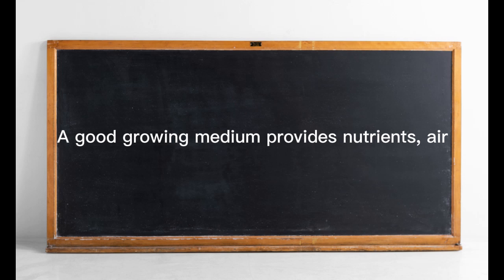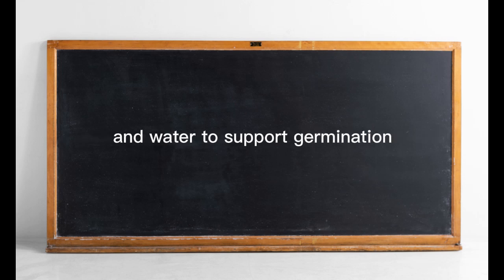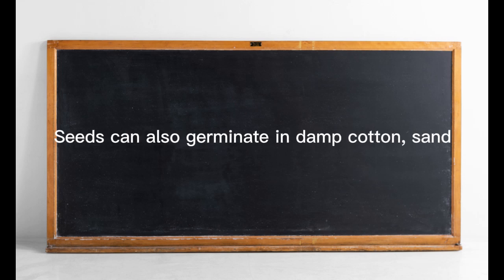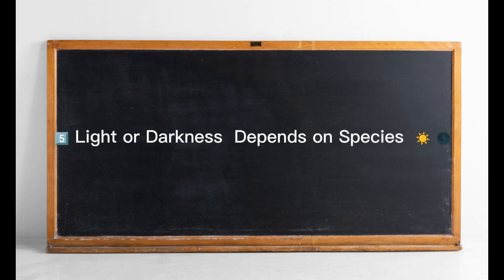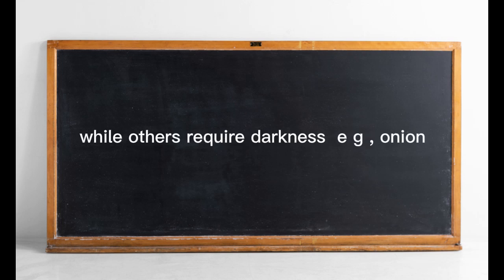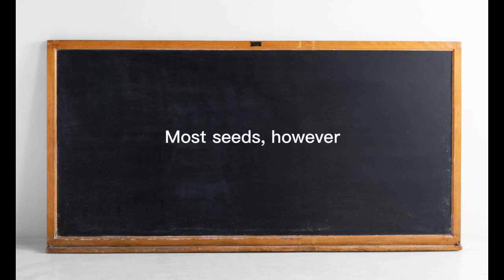A good growing medium provides nutrients, air, and water to support germination. Seeds can also germinate in damp cotton, sand, or paper towels in controlled conditions. 5. Light or darkness. Some seeds need light to germinate, while others require darkness. Most seeds, however, germinate in the soil, where light is not essential.